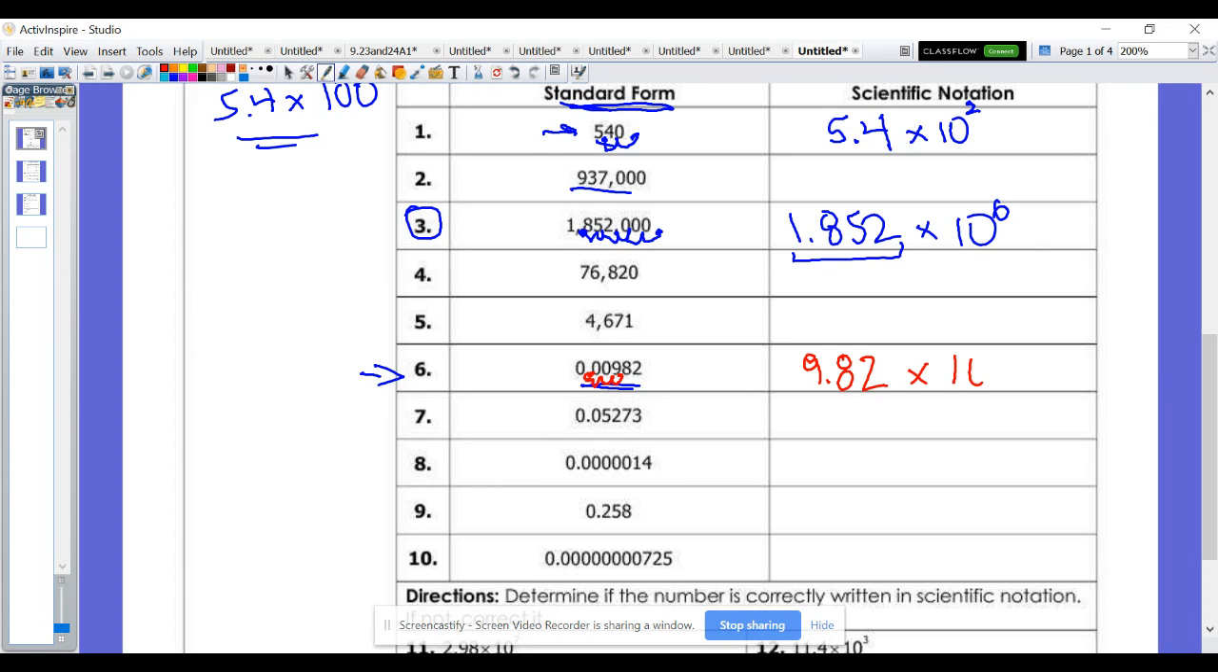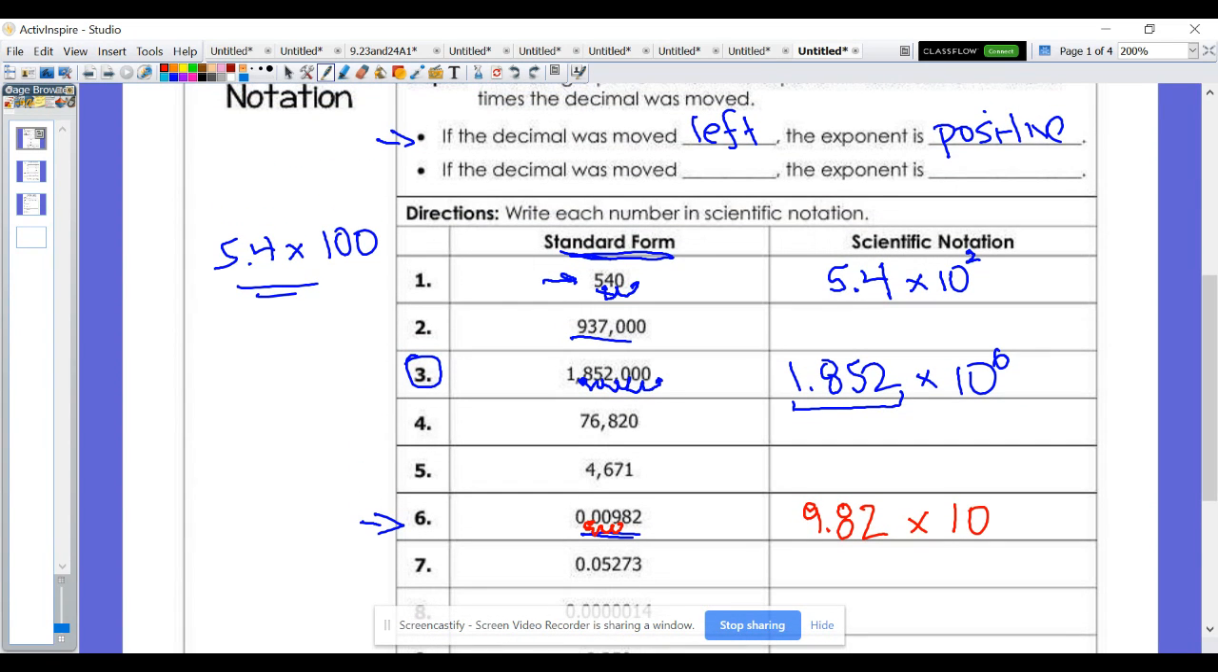Still doing times 10. But things get a little bit different here, because if I start with a decimal, we're going to follow the second rule. If the decimal was moved to the right, like it was in number 6, instead of having a positive exponent, now I'm going to have a negative one. But I'm still doing the same thing. I'm still counting the number of spots that I had to move over. My decimal point here had to move over 1, 2, 3 places. So part of this is still going to be 3, but instead of a positive 3, now it's going to be negative.